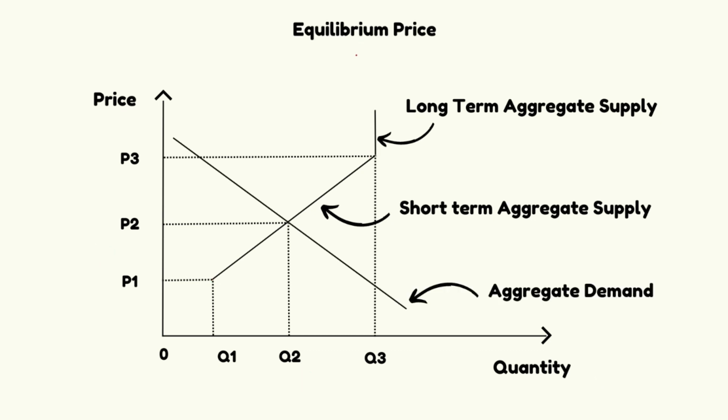Now let's talk about the equilibrium price. This is where the aggregate supply and the aggregate demand will equal each other. At this level, the price will be called the equilibrium price, and the quantity of the demand and the supply will be at the equilibrium.